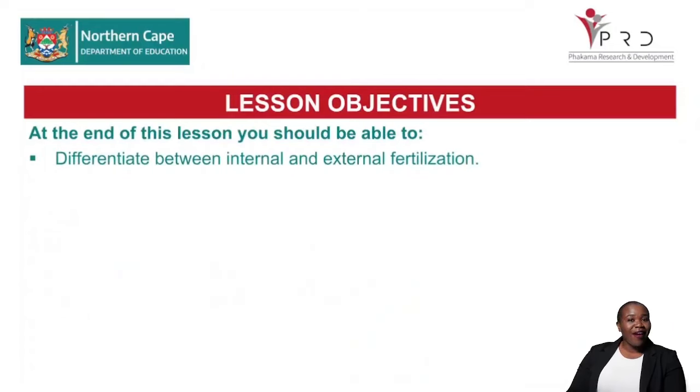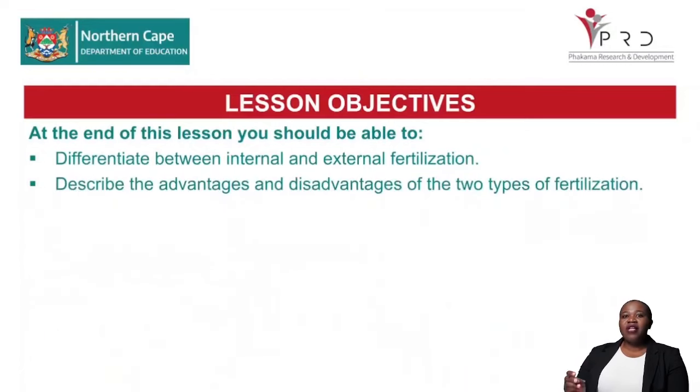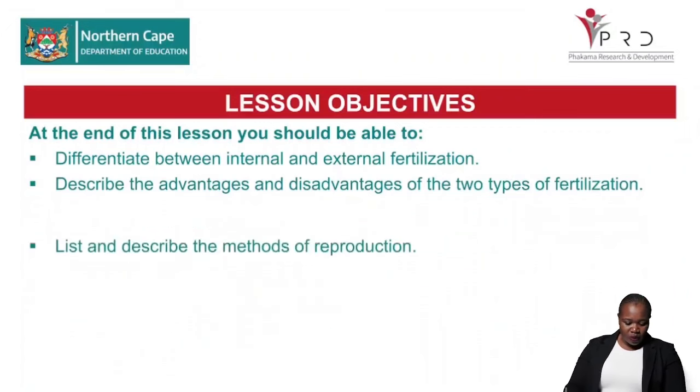All right, so by the end of our lesson today, we should be able to differentiate between internal and external fertilization. And I believe this is quite self-explanatory. Internal meaning inside and external meaning outside, right? You should be able to describe the advantages and disadvantages of the two types of fertilization. So both of them have some pros and some cons, or some disadvantages and advantages. We are going to look at that as well.